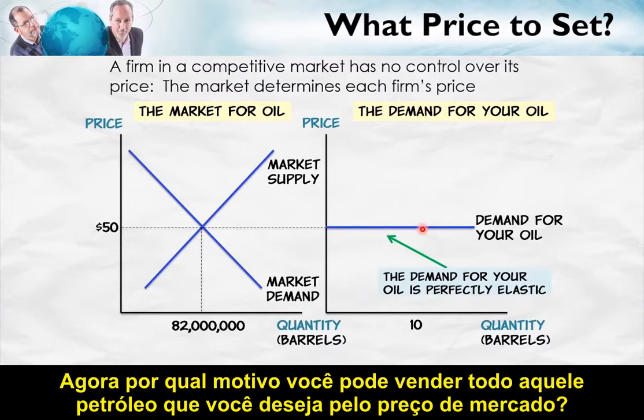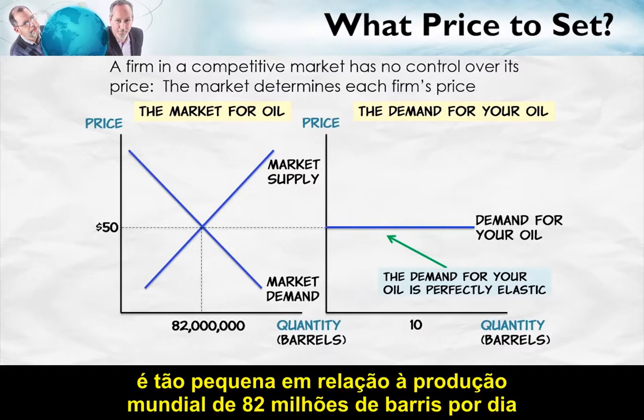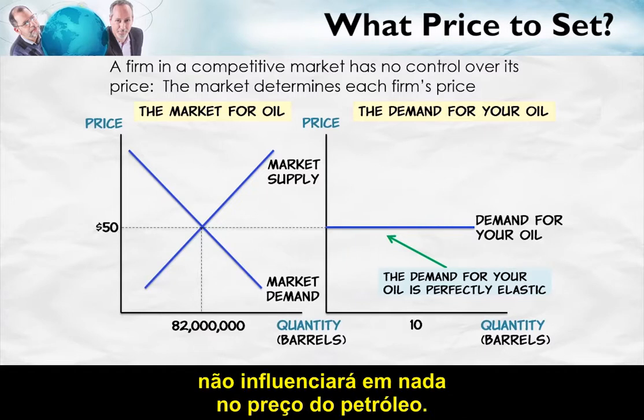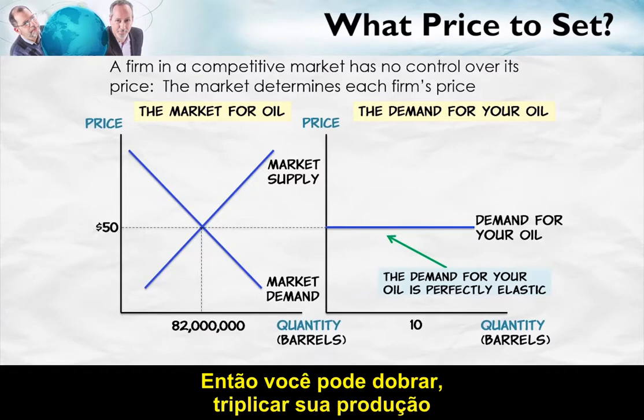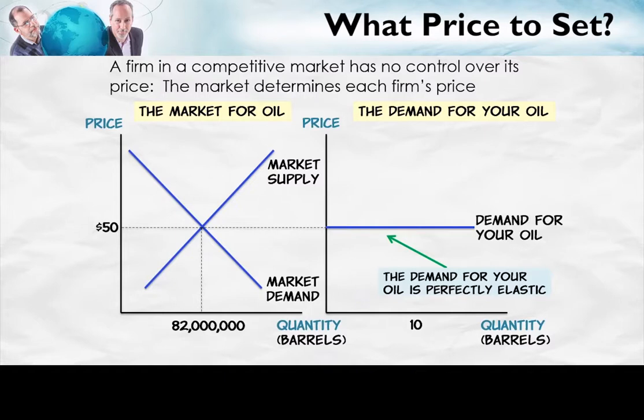Now, why can you sell all the oil that you want at the market price? Simply because your production, let's say 10 barrels a day or 20 or 30, is so small relative to the world production of 82 million barrels of oil per day that however much you produce from your single well, that's not going to influence the price of oil. So you can double, triple your production. The price of oil is still going to be $50 per barrel.